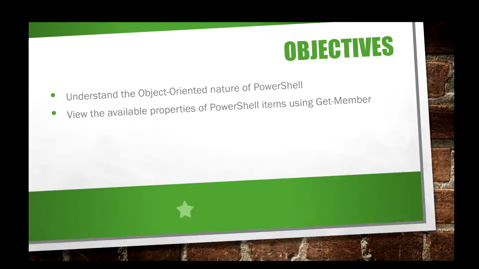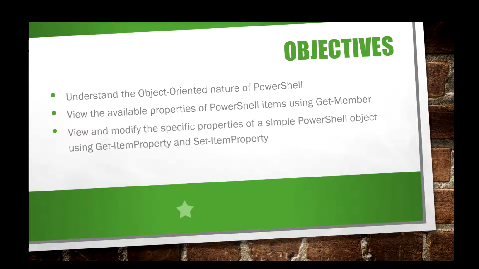We're going to navigate using the skills we picked up in the last video to find different items. We're going to figure out what those items' properties are, and we're going to see how we can manipulate them using a couple of the basic PowerShell cmdlets, Get-ItemProperty and Set-ItemProperty, and we'll do some examples of that.